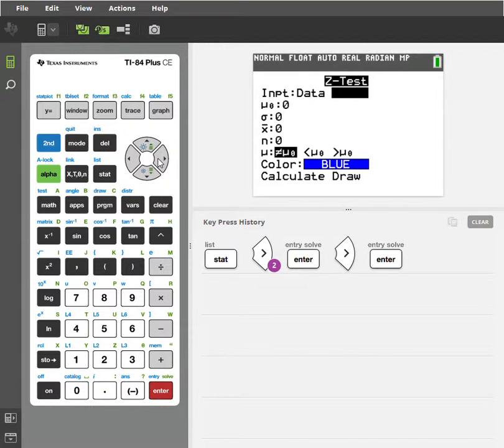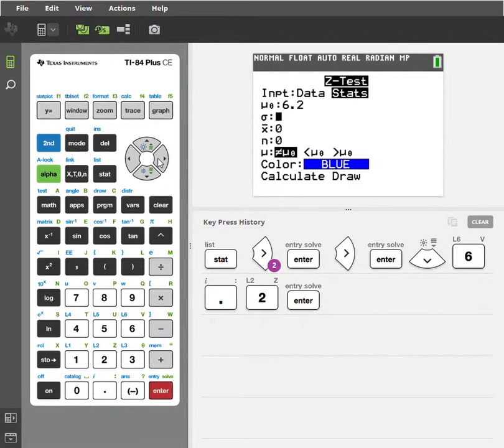Now we're going to scroll through and we're going to enter those stats that are given to us in the problem. So mu naught, that's that first thing we put there. That's the mean in our null hypothesis. In the problem that we have, our null hypothesis is that the valve performs to specifications. It has a mean pressure of 6.2 psi. So mu naught, the mean for our null hypothesis, is 6.2. Enter or arrow down, doesn't matter.